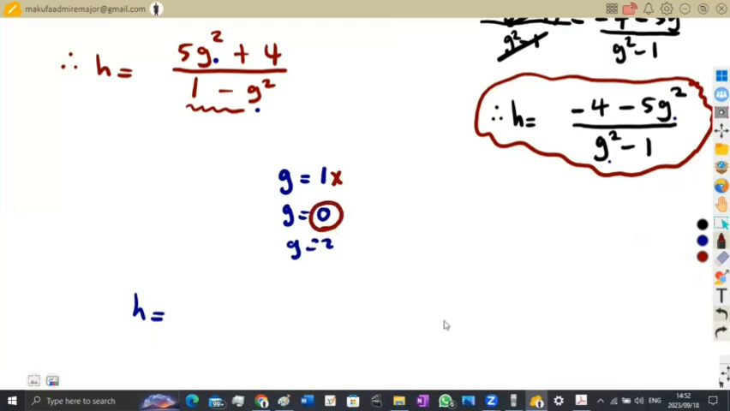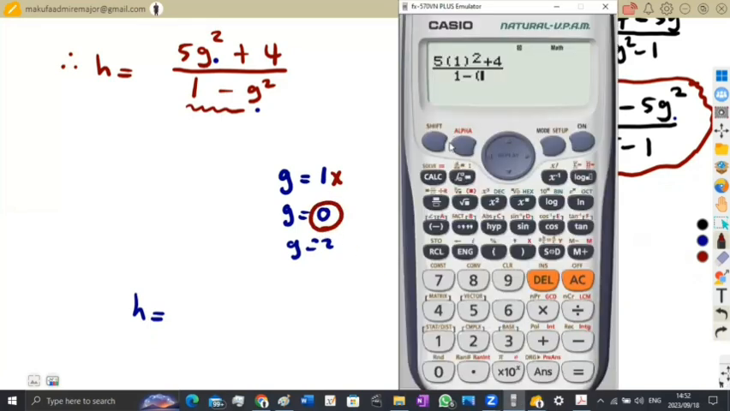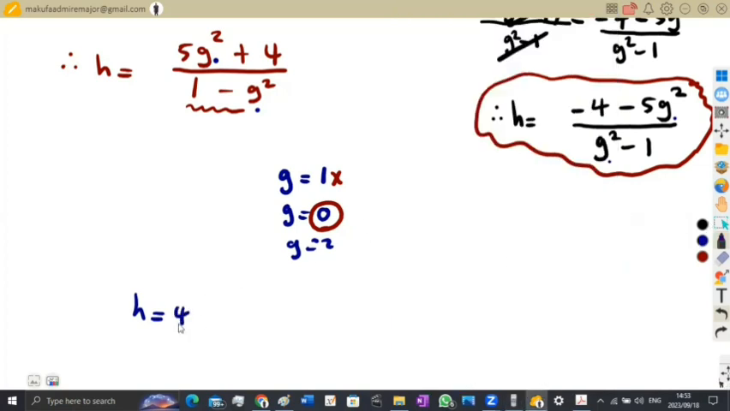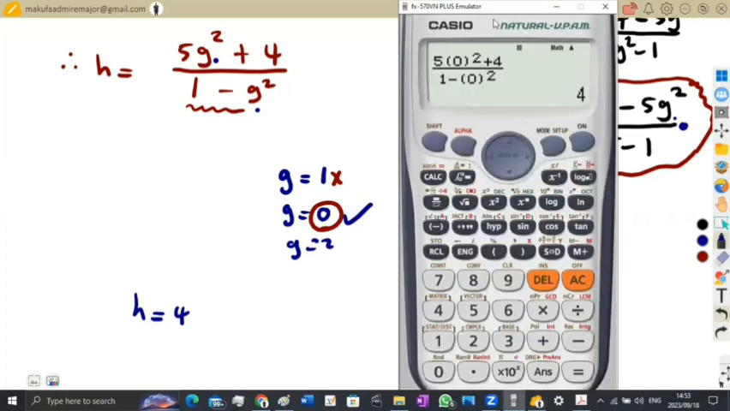We can use a 0 in this case. So let us use a 0, not 1. I didn't check this one. So let's use a 0 here. So this is going to be 1 minus g squared, which is 0 squared. So it's going to be like this. So we are going to obtain our h being a 4. We use the same value of g that we used here to find h. So we are going to use the same value of g.